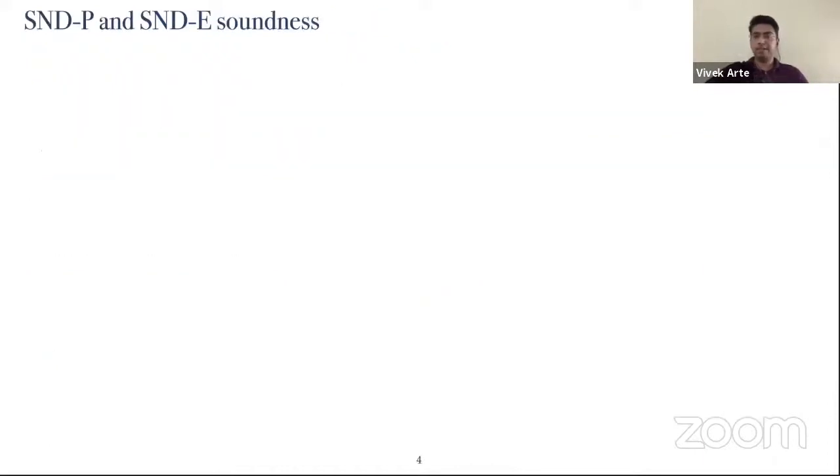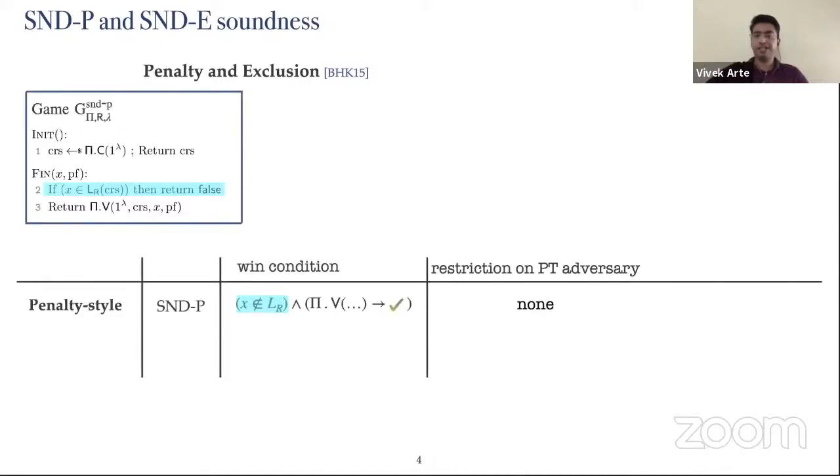So we now look a little more at two variants of the soundness definition, depending on whether the definition is penalizing or exclusionary. This distinction was first considered by Bellare, Hofheinz, and Kiltz in 2015 in a different context. The penalty style definition makes no restrictions on the polynomial time adversary. Instead, it includes in its win condition a check of language membership for the statement in the query. This prevents the adversary from winning using a query with a statement in the language.